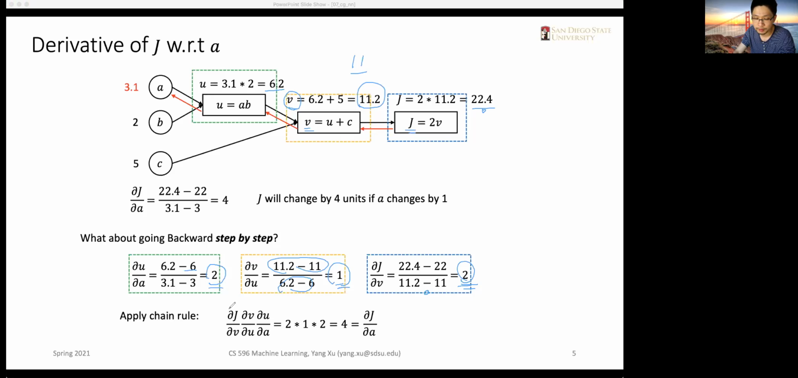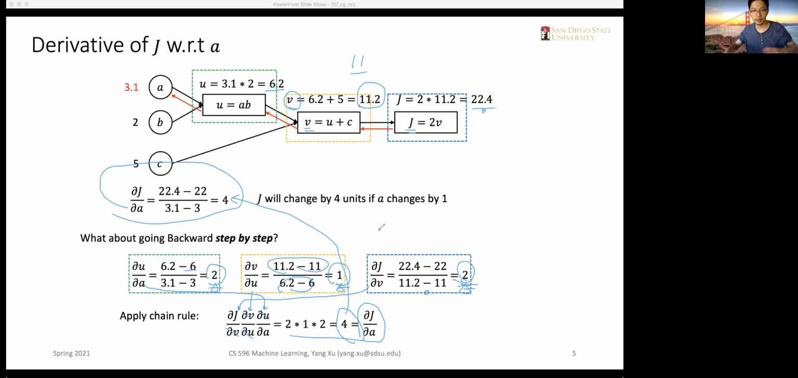Which is the partial derivative of, so this one is here, right? The one in the middle is here. The one on the left is here, right? If we multiply these three items together, you can see we can basically eliminate those variables, quantities here. Okay, so the remaining part is the partial derivative of J with respect to A. Okay, and the result is 2 times 1 times 2, which is exactly the result of the direct computation.